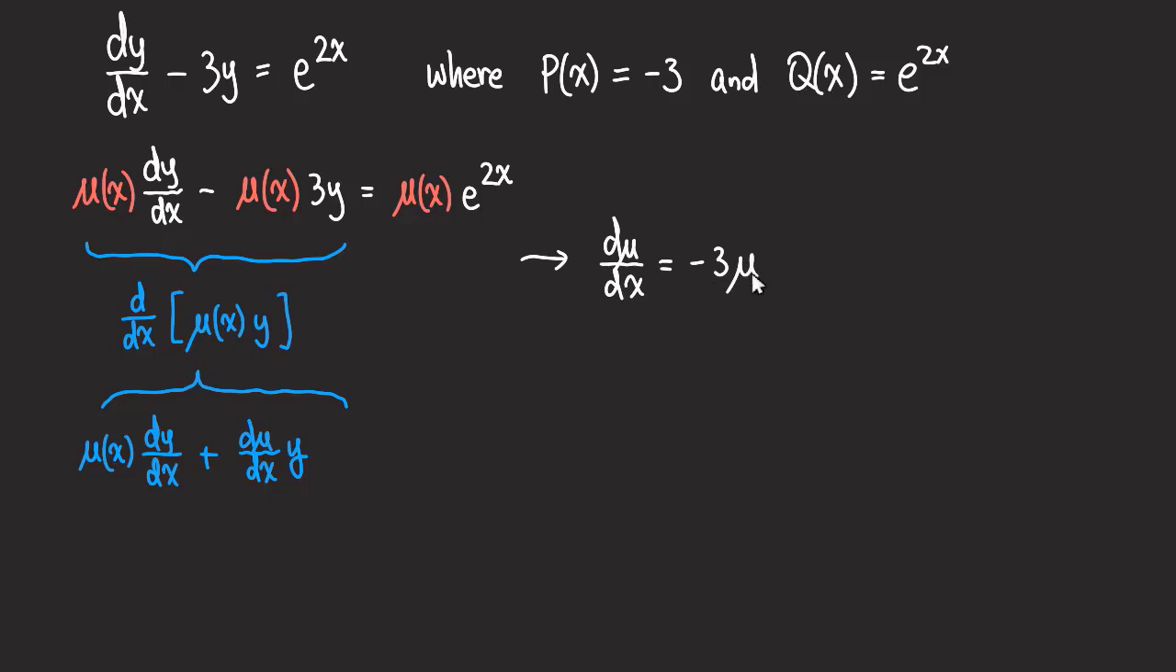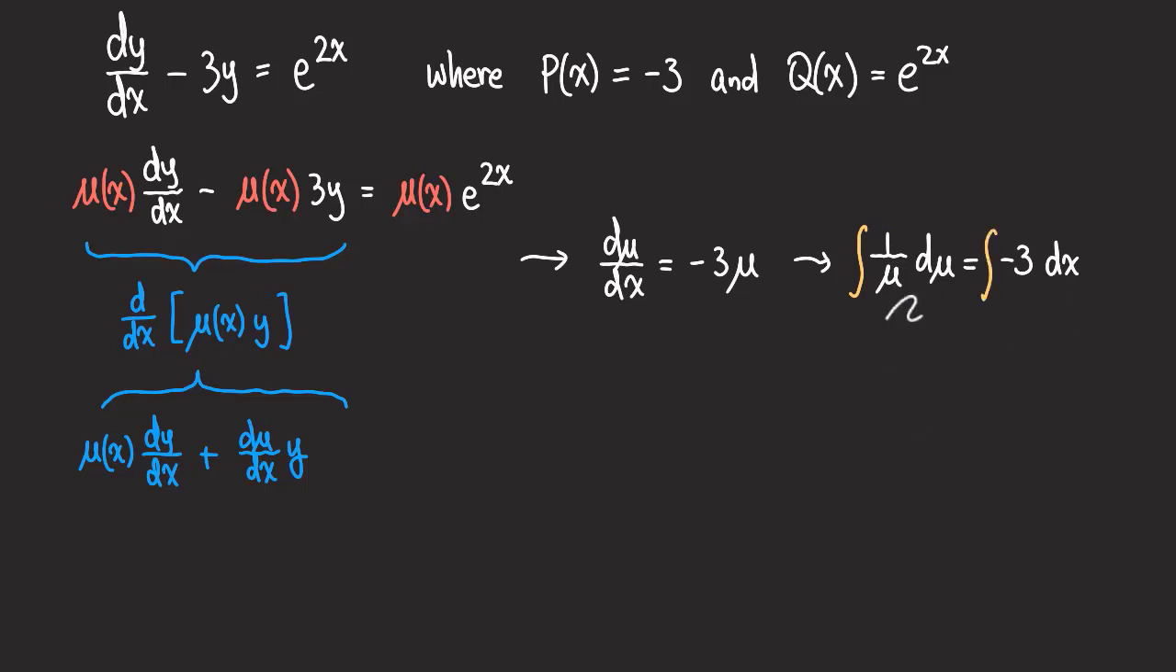We can treat mu as the dependent variable and x as the independent variable. So move the mu to this side, and move the dx to the other side. We continue from here. We get 1 over mu, dividing mu from both sides, so we get d mu over mu is equal to minus 3 dx. And then we can integrate both sides.